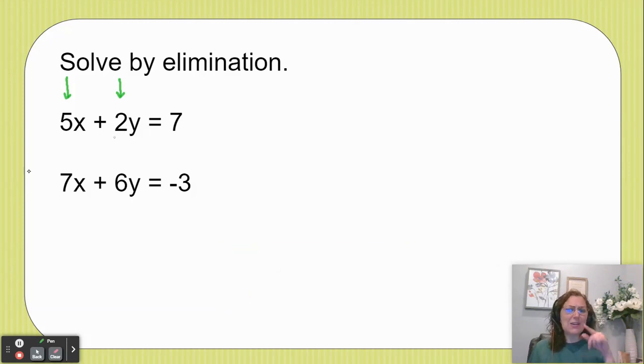So I think I can get rid of the y's the easiest. Let me show you how I would do that. I'm going to aim to get a 6 in front of the y's, and I'm going to get a negative 6 in front of the y's in the first equation. And then I already have a positive 6 in front of the y's in the second equation. So I'm going to leave that second equation alone. I'm not going to do anything to it.